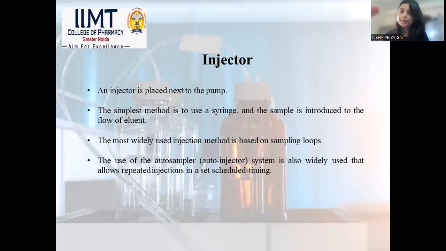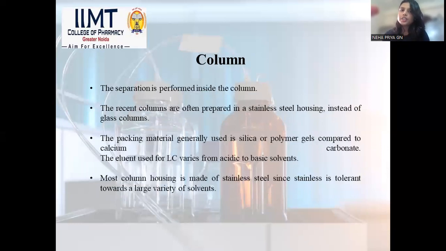After the injector, the sample is given to the column, and all three parts are now present in the column. For example, I have my solvent, I have my sample, and the column has the stationary phase. Now the separation will be carried out.